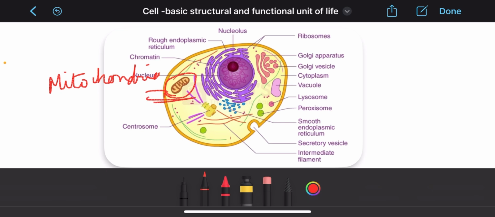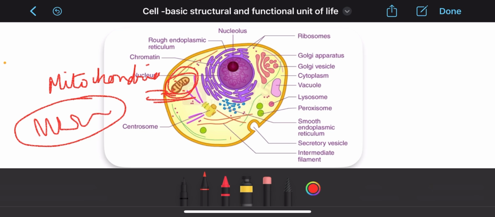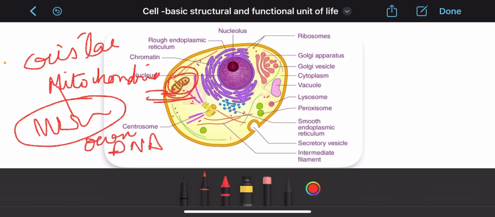Now it can be variously shaped. It can be sausage shaped also. It has double membrane और जो इसकी inner membrane होती है वो cristae like structure बनाती है. This finger like structure is made. So this is known as cristae. Now, mitochondria has its own DNA. That means it can make its own protein and it has its own ribosomes.